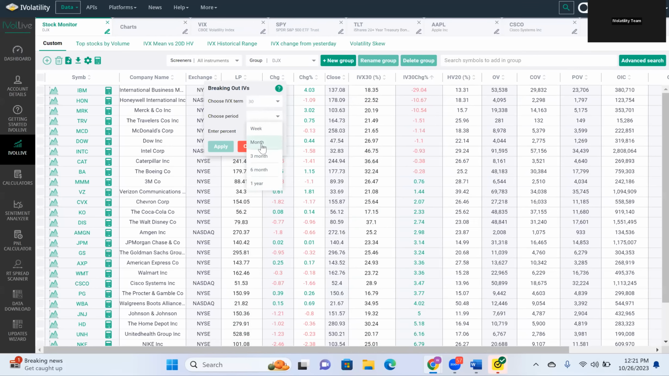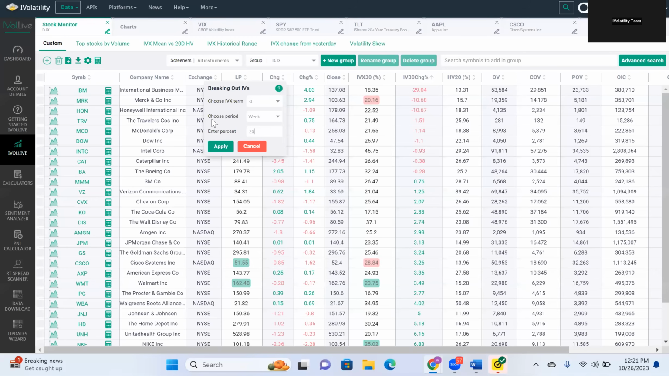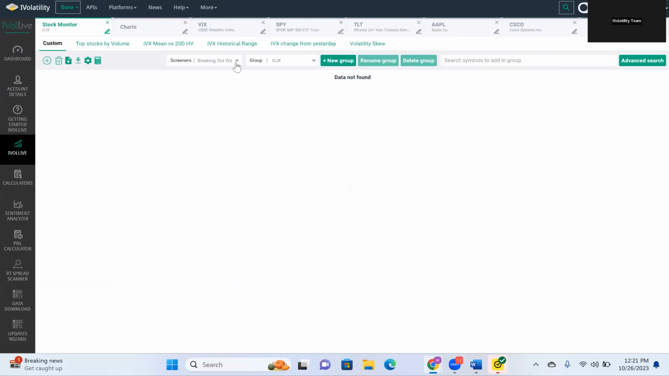So let's be very picky. Let's say, where are we seeing an explosive move over the past week? Are we seeing anything that's had its implied volatility jump by 20% over the past week? Because if we see something like that in a major index like the Dow, that tells us something's going on with that stock. As we can see, there's nothing that's had that big of a jump over the past week.